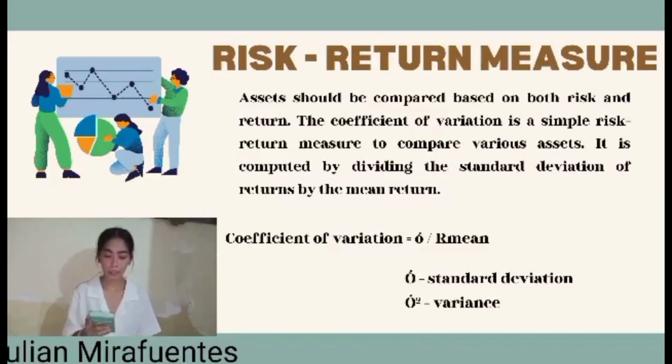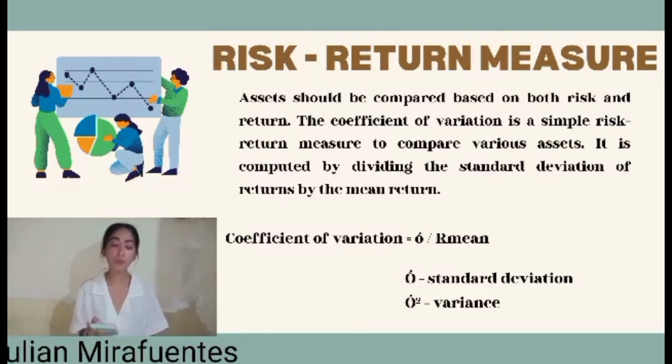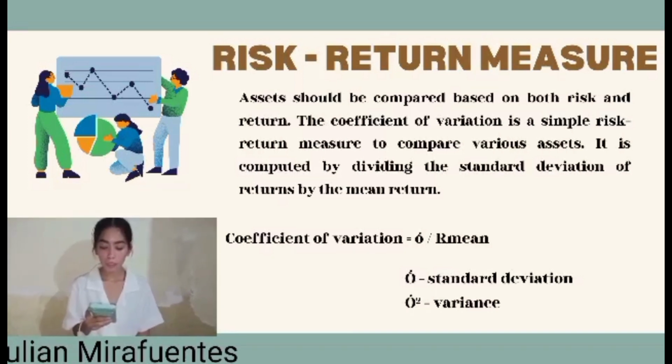So that's all for the risk measure. Assets should be compared based on both risk and return. The coefficient of variation is a simple risk-return measure used to compare various assets. It is computed by dividing the standard deviation of returns by the mean return. So the coefficient of variation is equal to the standard deviation divided by the mean return.